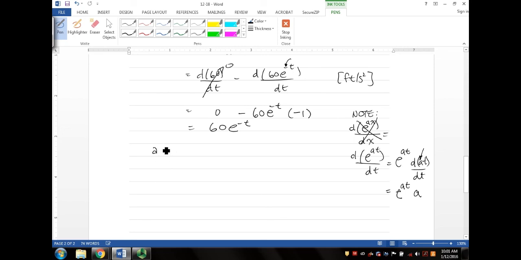To evaluate that function at t equals 3 seconds, it will be 60 e to the minus 3, yielding 2.99 feet per second squared. And that's the solution.